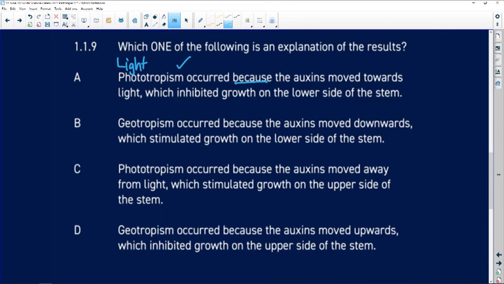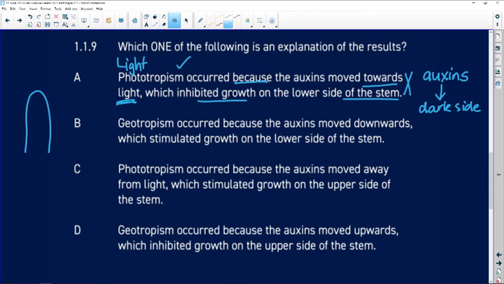Because the auxins moved towards the light, which inhibited the growth on the lower side of the stem. And that, to me, is faulty. We know that auxins do not appreciate the light. Auxins move to the dark side. You remember that auxins have a dark side to them. They like not a lot of light. So when we had our meristem, and the auxins are produced here at the top of the meristem, they start moving downwards, away from the light.